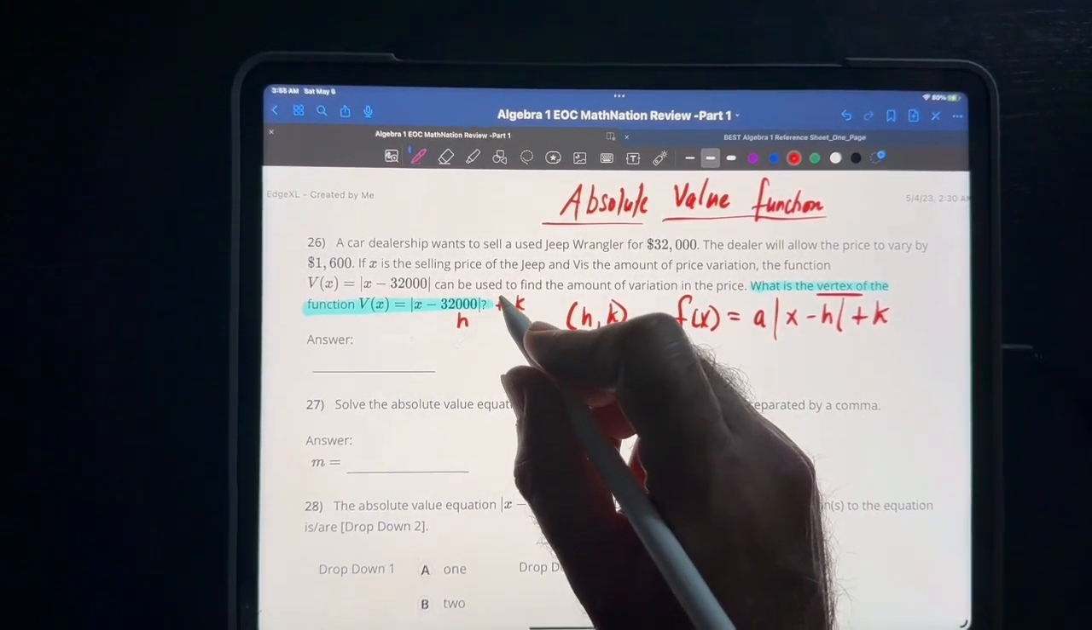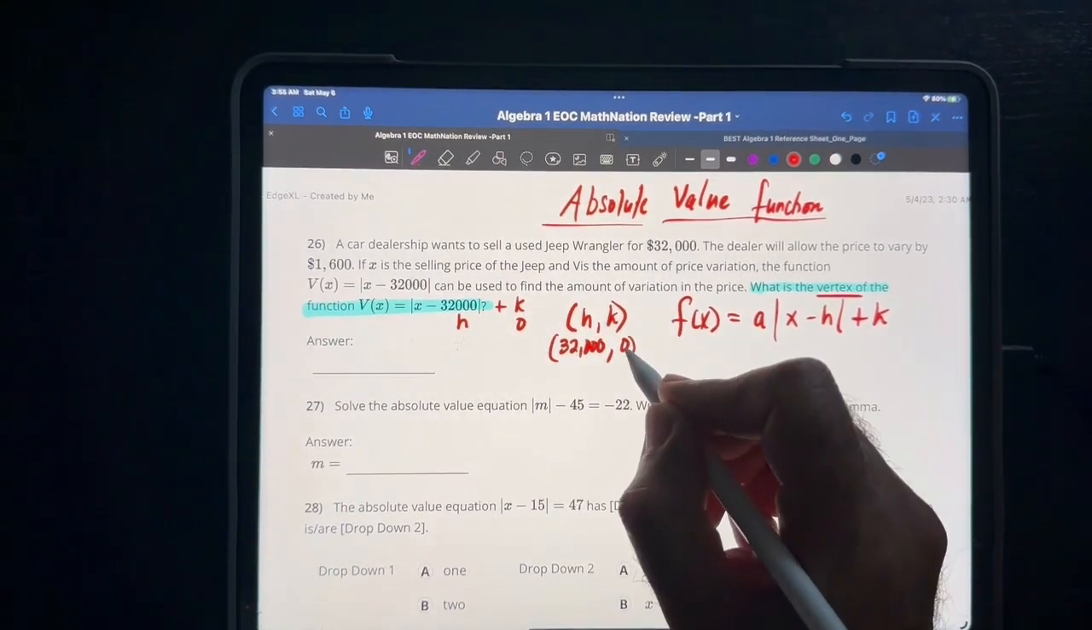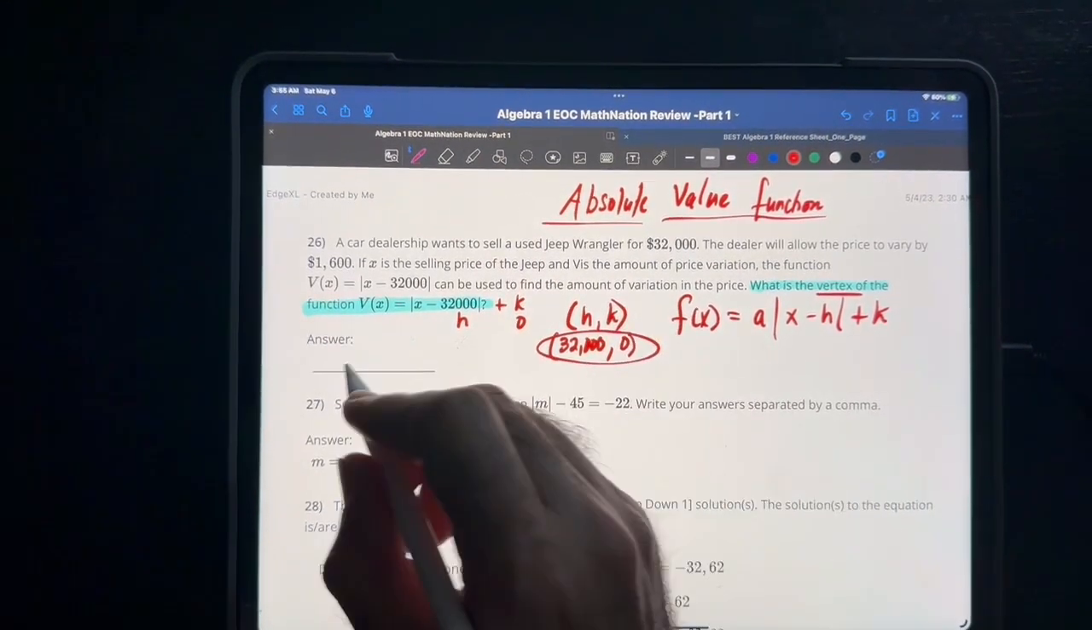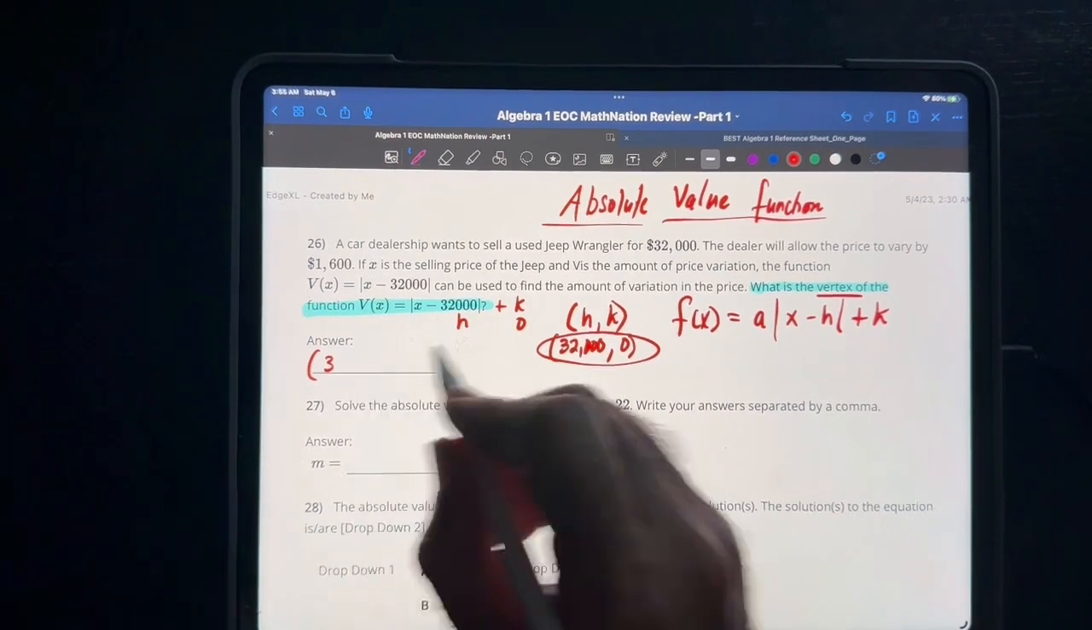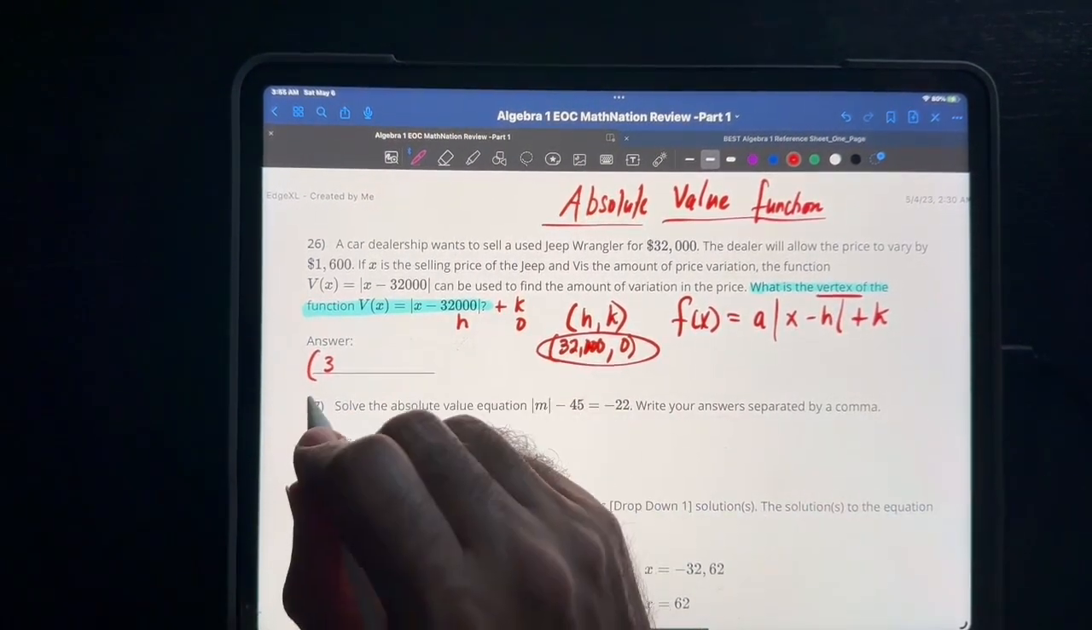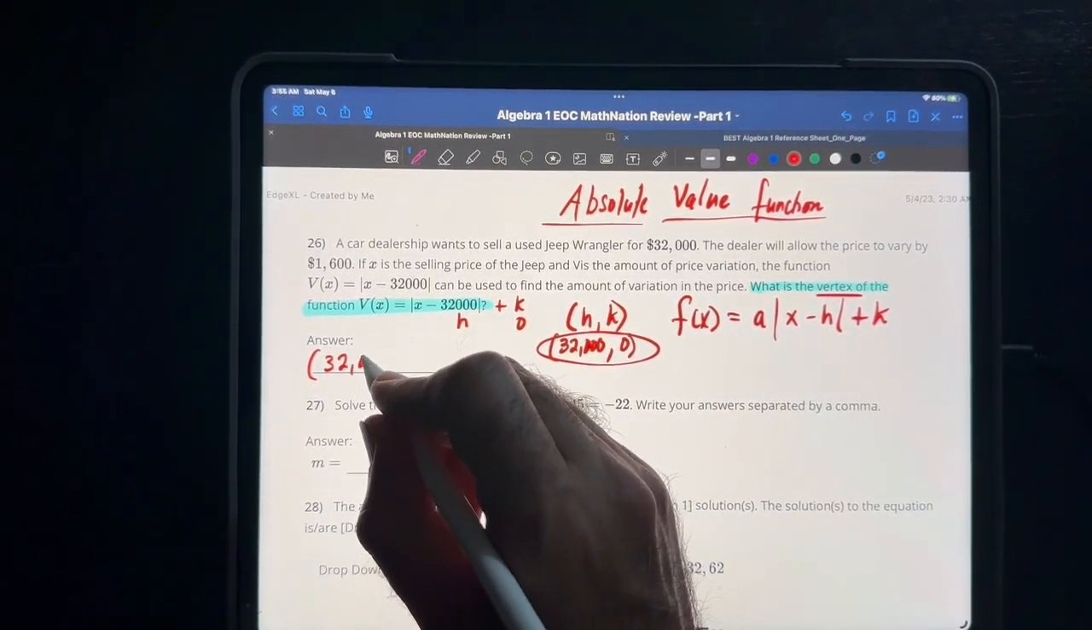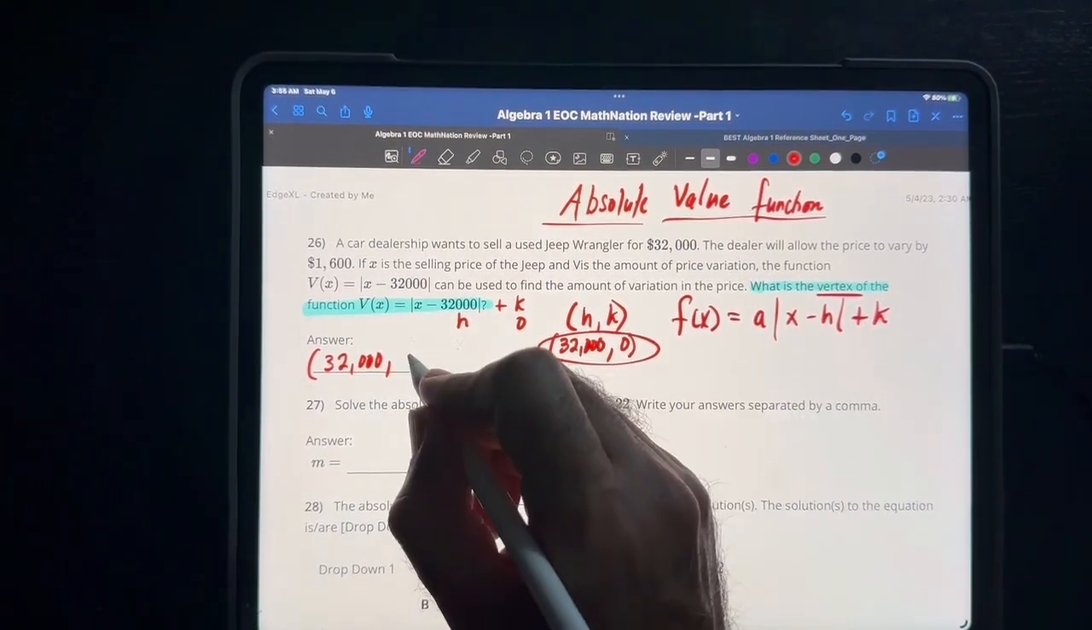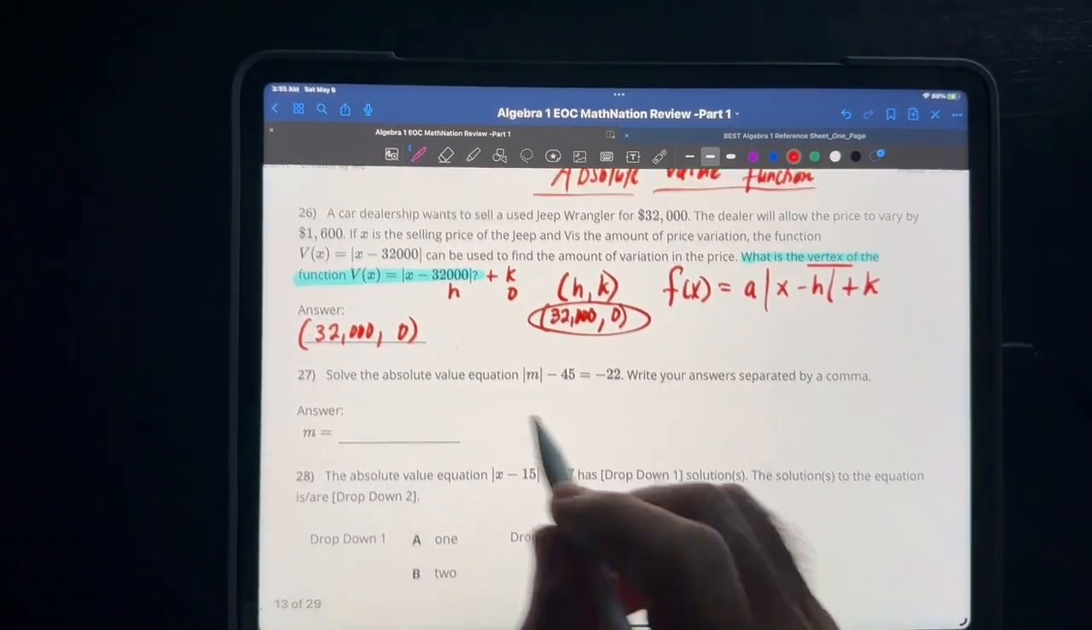Now, if there was a number like plus 5 on the outside, then you would have 5 right here. So this is the answer, guys. You'd type it in like this because they want you to write it as a point. The vertex is a point, right? So a point has an x coordinate and a y coordinate. Okay, and that's the answer.